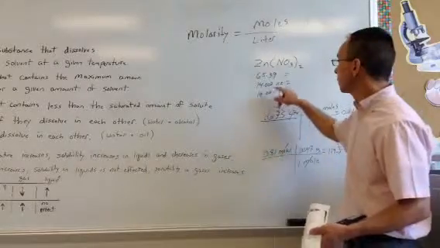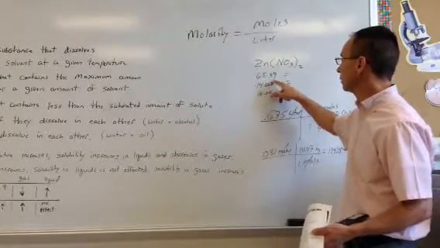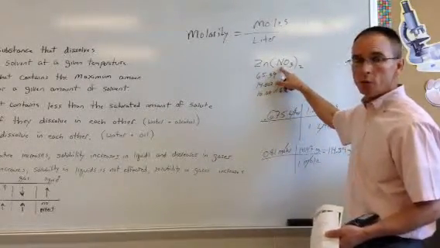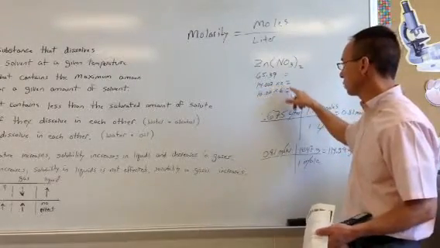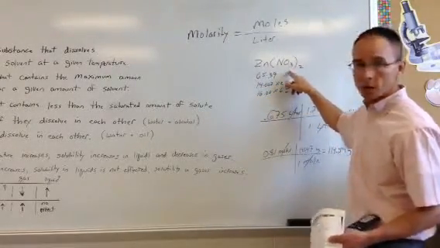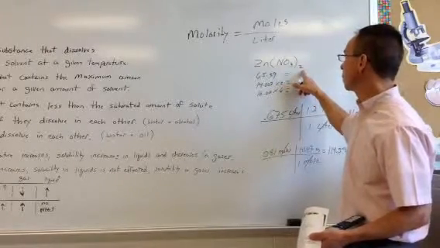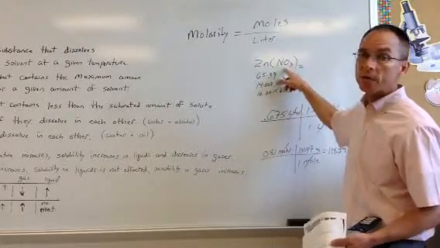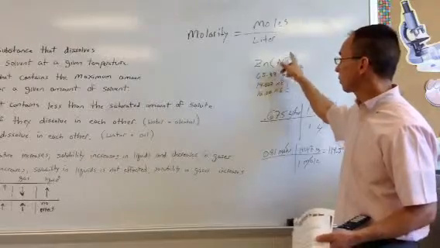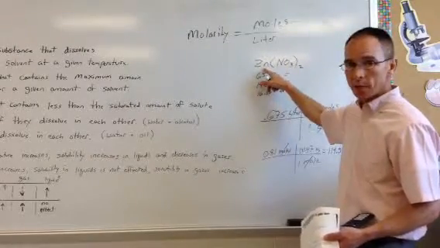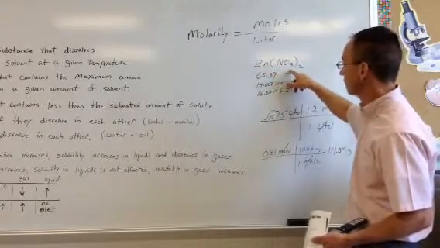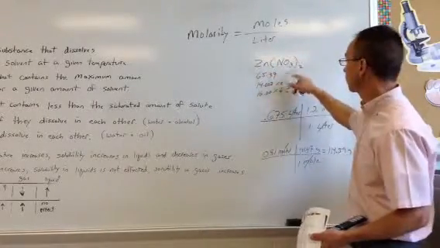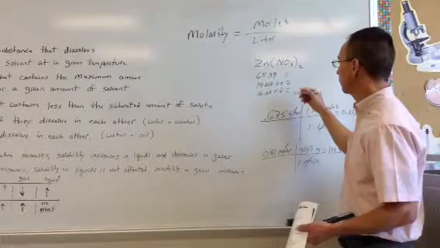So zinc weighs 65.39. I have two nitrogens, and they weigh 14.007 times 2. And I have 6 oxygens, because the 2 outside the parentheses affects everything inside the parentheses. So in this molecule, there's 1 zinc atom attached to 2 nitrates off to the side, and each nitrate has 3 oxygens. So that gives me a total of 6. Okay, I sum these up.